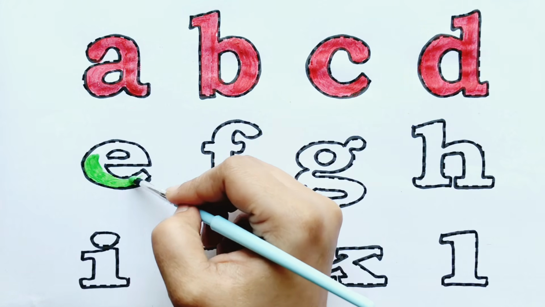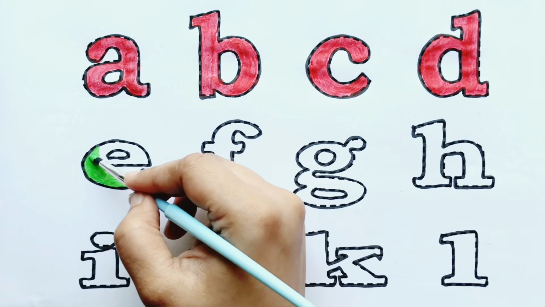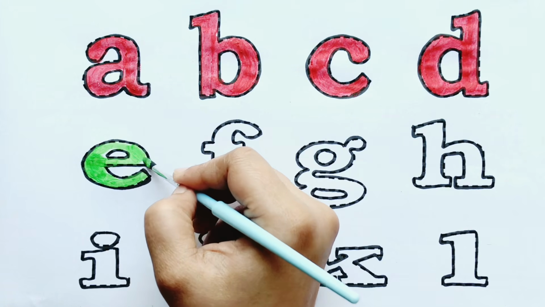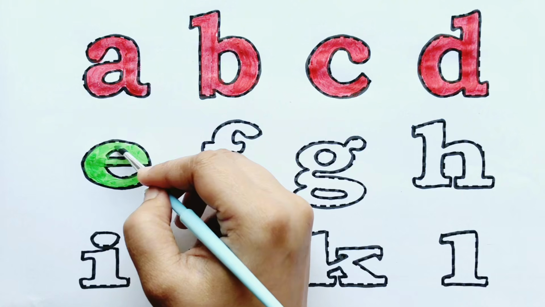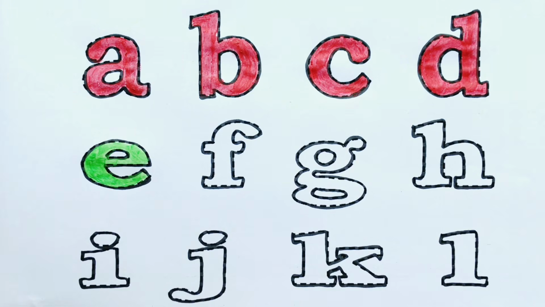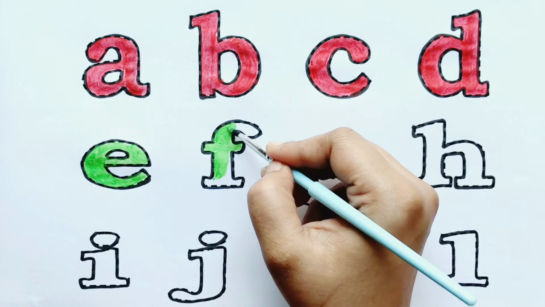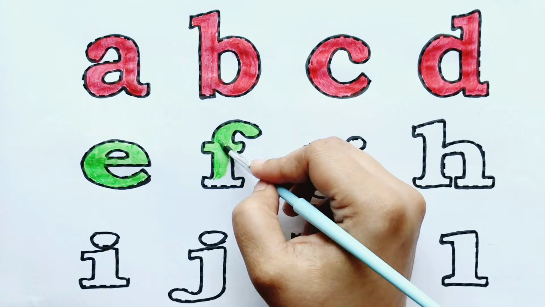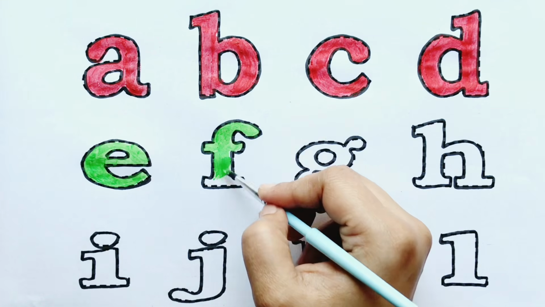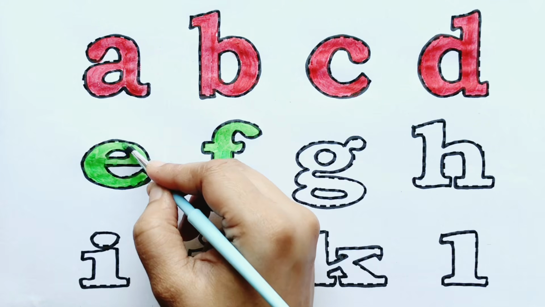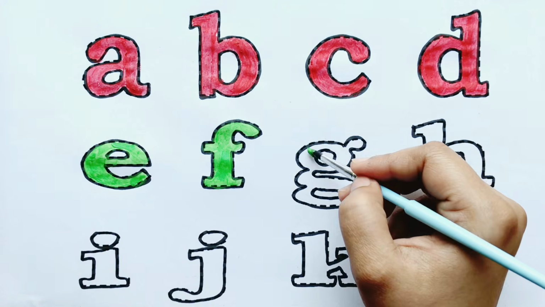Light green color. E for egg. F for frog. Let's see a list of words that start with the letter A. Apple, angel, address, animal, answer, April.